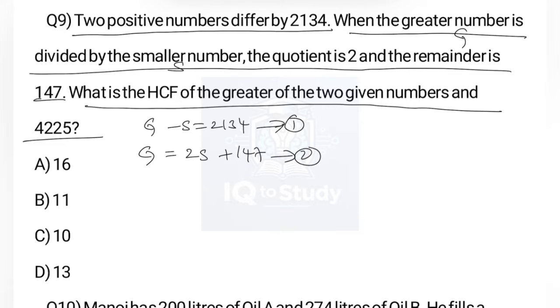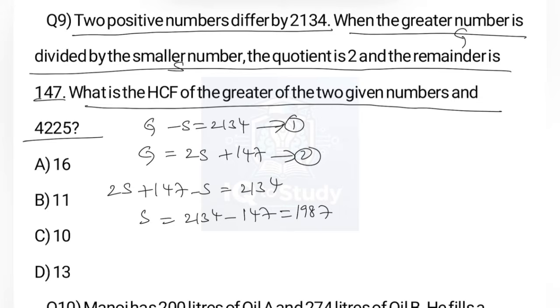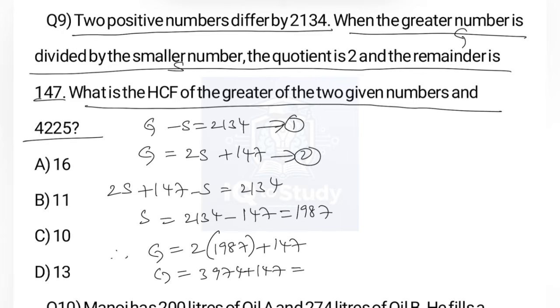Let's substitute equation 2 in equation 1. It becomes 2S plus 147 minus S is 2134, which becomes S is equal to 2134 minus 147, which is equal to 1987. Now G is equal to 2 into 1987 plus 147, which implies G is 3974 plus 147, and the value is 4121.